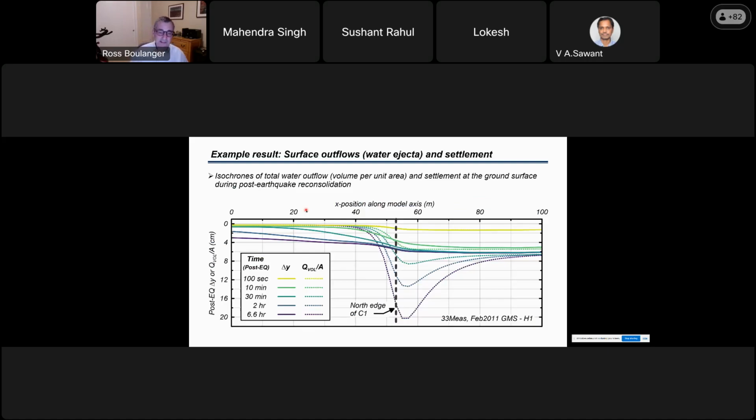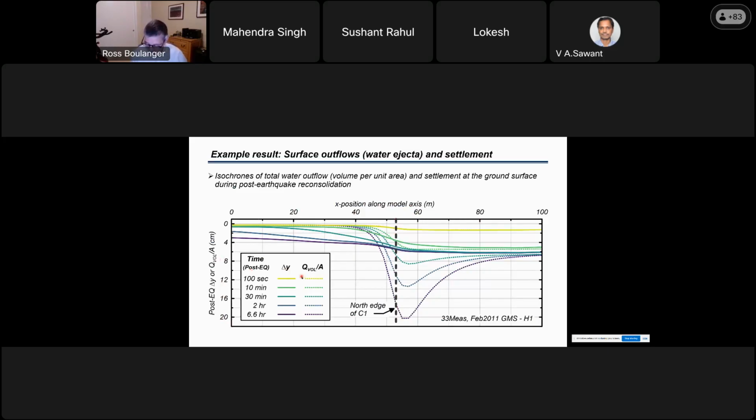And that's summarized in this figure. A few things going on here. X is the position along north-south in the model. This black line is about the edge of that subsurface silty sand stratum C1. No sand boils on the south. The sand boils were all on the north. And what we're going to plot on here are post-earthquake settlements and water flux.